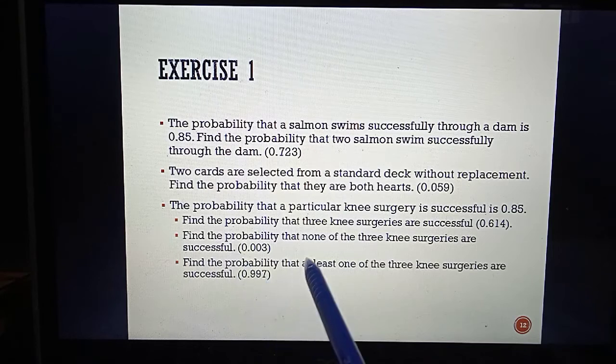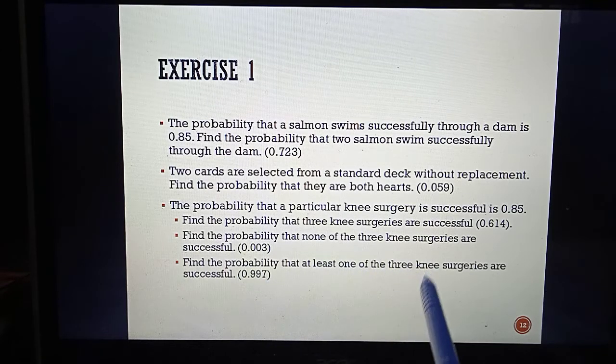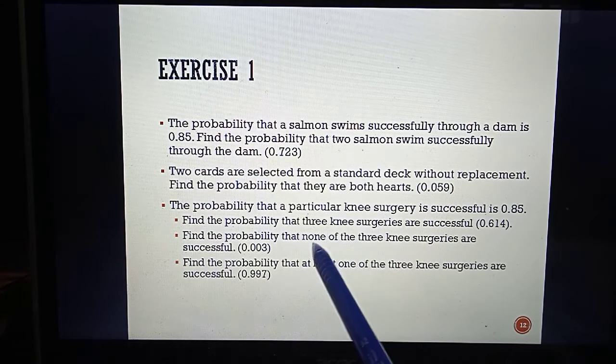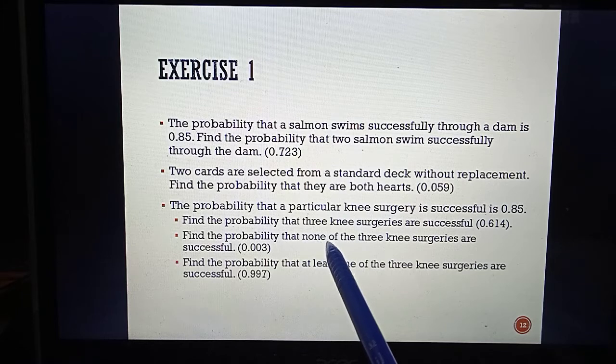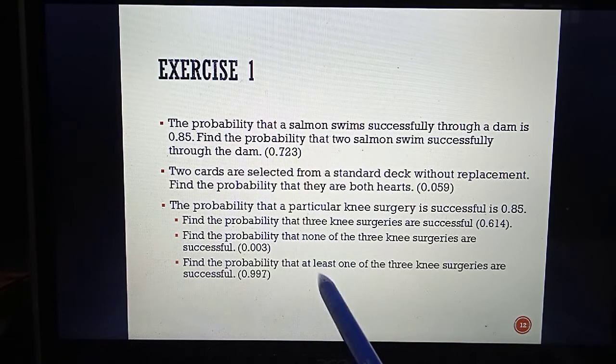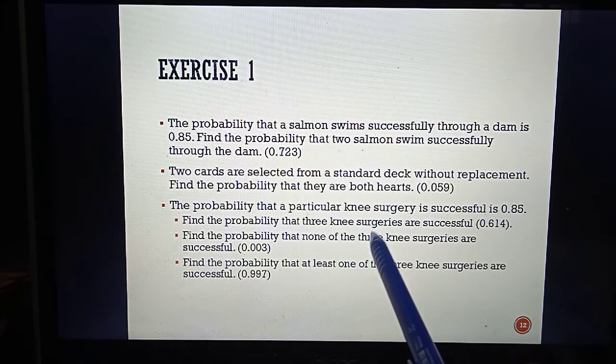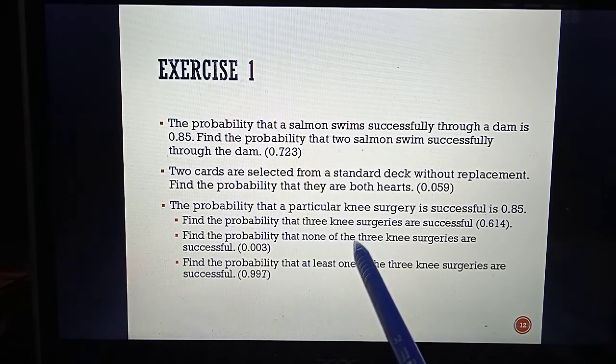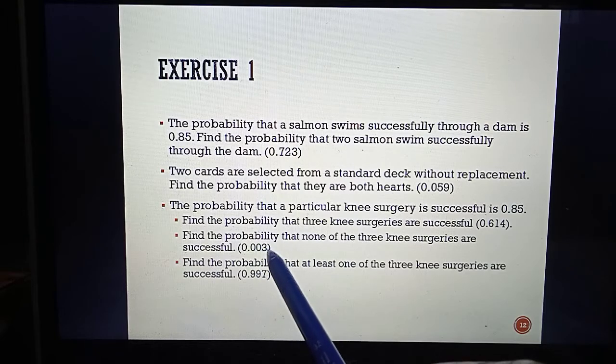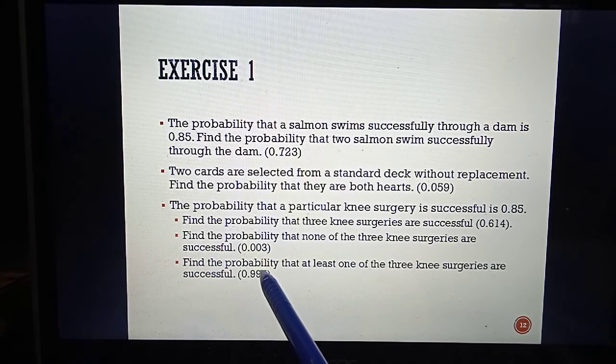Find the probability that at least one of the 3 knee surgeries are successful. Okay, so at least one success means the opposite of none of the 3 surgeries success. So this is the opposite of this one. Since this is the opposite of this one, at least one of 3 knee surgery success is 1 minus none of surgery success. Okay, 1 minus 0.003. Answer is 0.997.